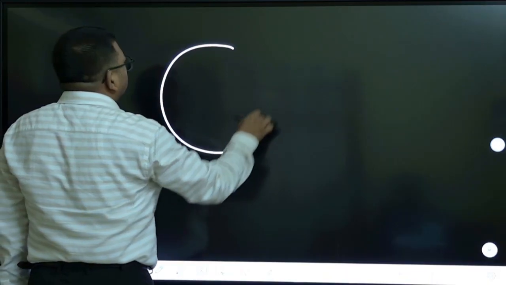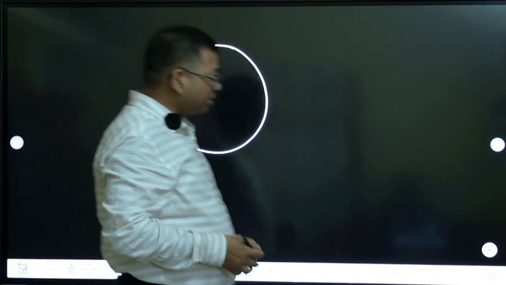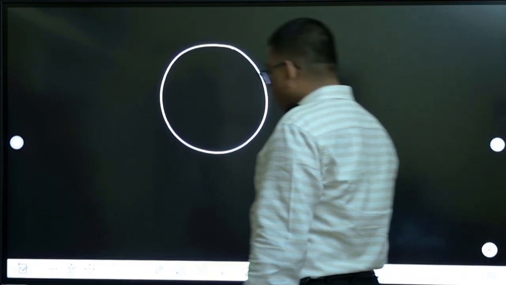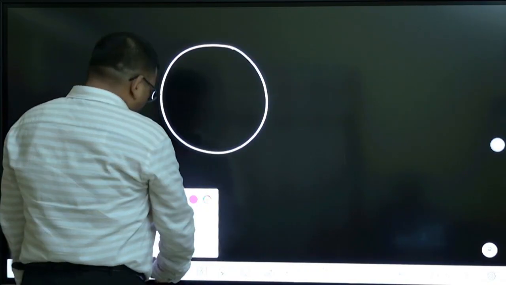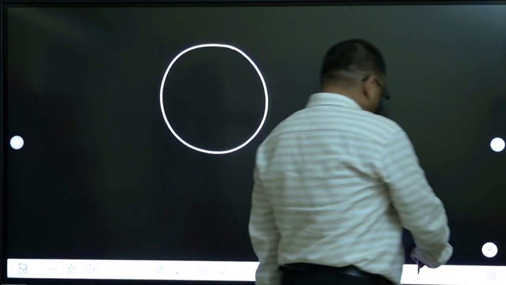So here, first of all, is the radius of this cylinder given in the question or not? Is the radius of this cylinder given in the problem or not? How much radius is it?